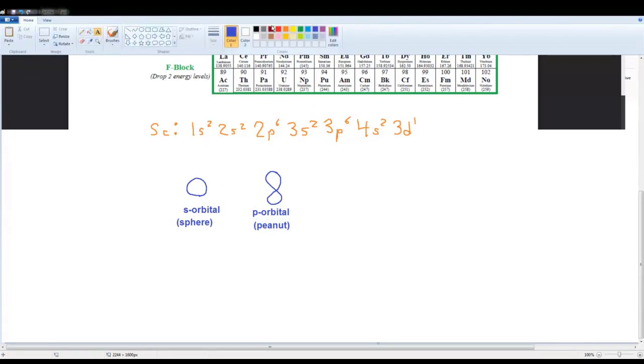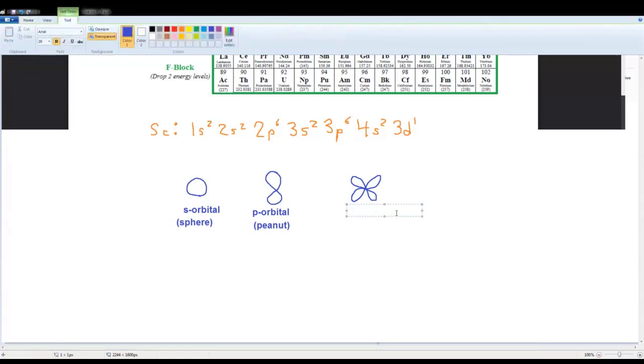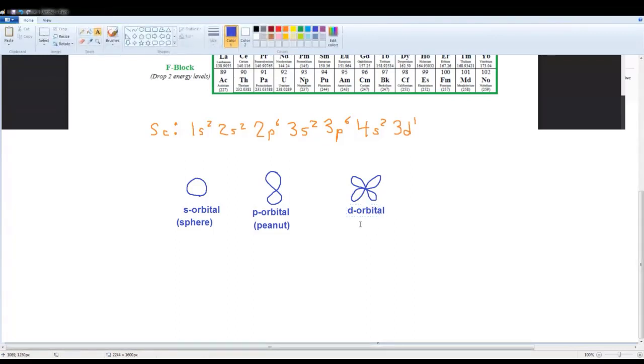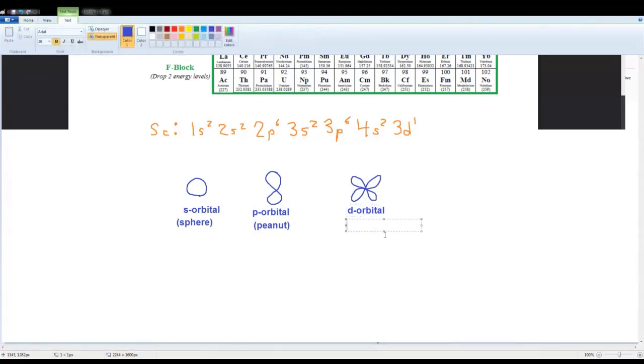Now D orbitals are a little bit more fancy. So D orbital is kind of shaped like this. Okay, so this is a D orbital. And I think, well, if I could draw better, it would look like a daisy. D orbital for daisy. You could also say D for double dumbbell, but D for daisy.